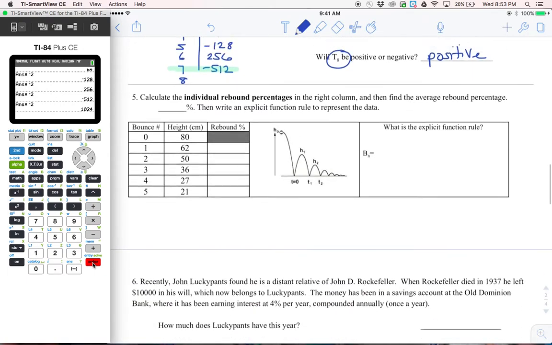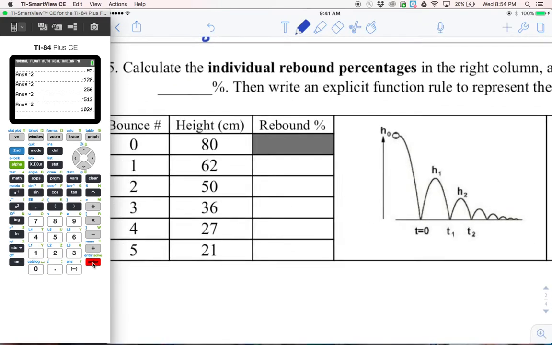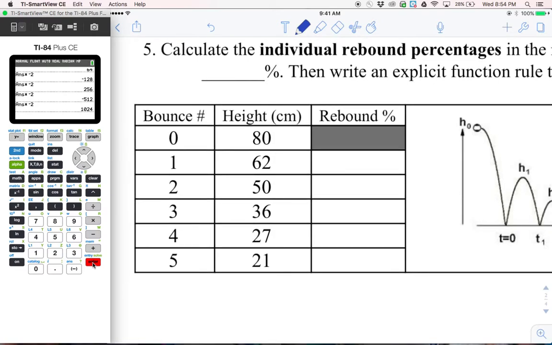Let's look at problem 5. This problem is similar to what we did with the bouncing balls in class. We're kind of looking at rebound percentages. We want to calculate the rebound rate for whatever ball it is that's being analyzed here in this data. And we look at this because we are getting an exponential loss in height. It's a geometric formula, which means we're going to be dividing our bounce heights. Okay, so we're going to do rebound percentage.